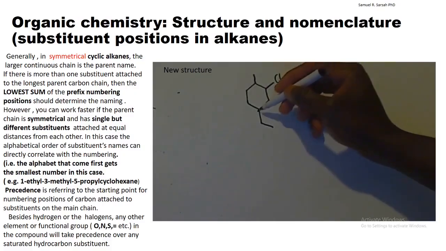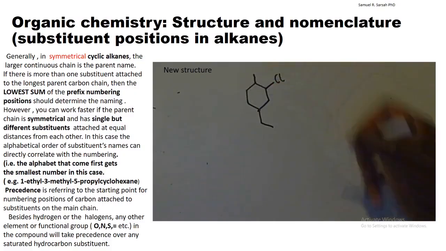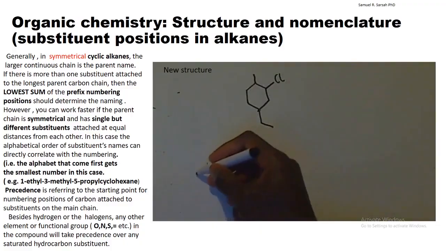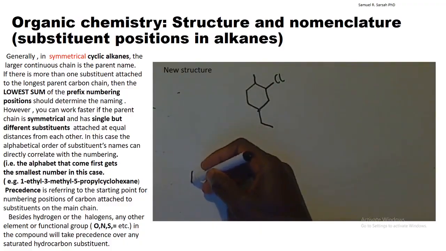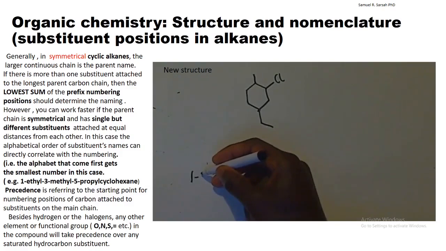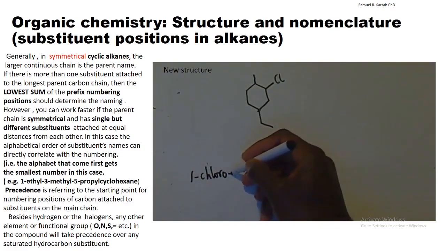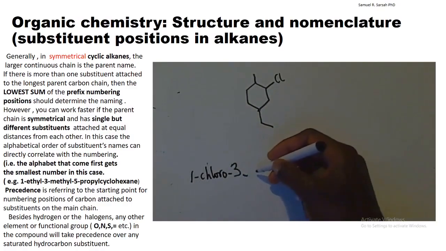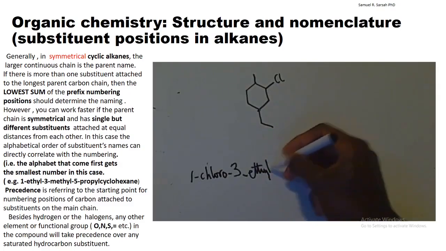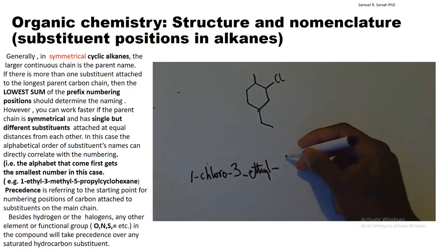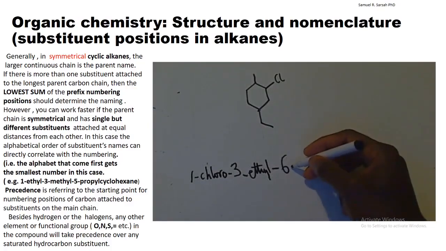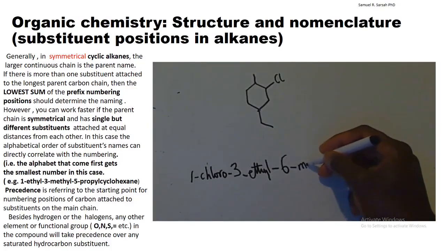So 1, 2, 3, 4, 5, 6. So I'm going to say that this is 1, 3, 6-methyl.